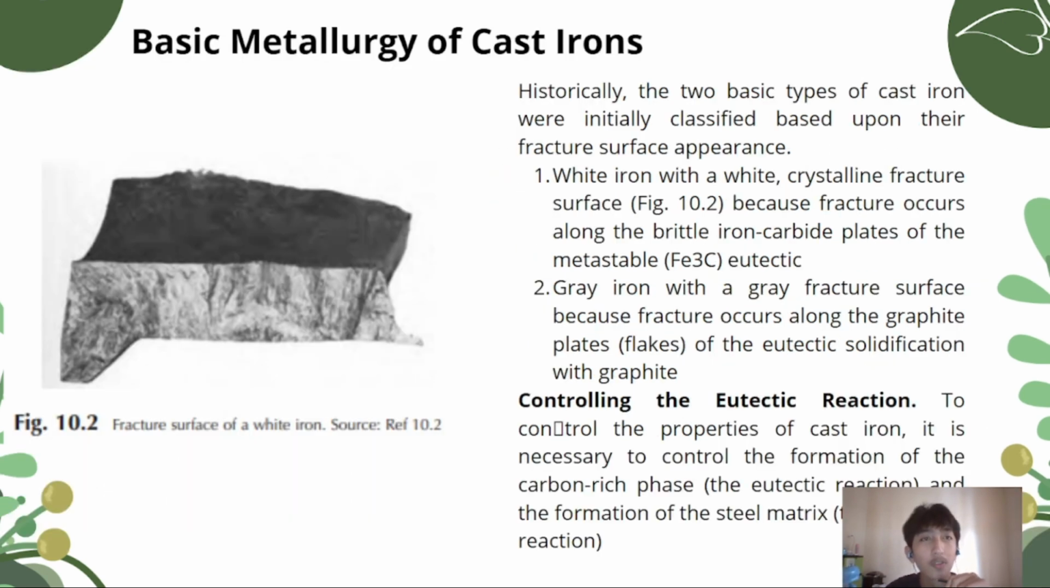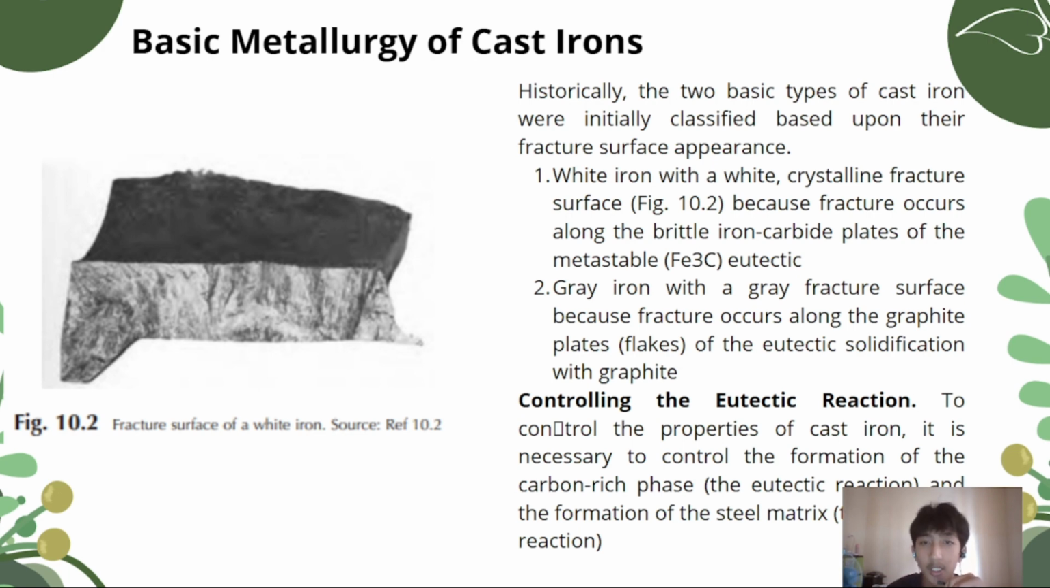Okay, the first is the basic metallurgy of cast iron. Historically, the two basic types of cast iron were initially classified based upon their fracture surface appearance. The first is white iron, with a white crystalline fracture surface, like the picture, because fracture occurs along the brittle iron carbide plates of the eutectic cementite.